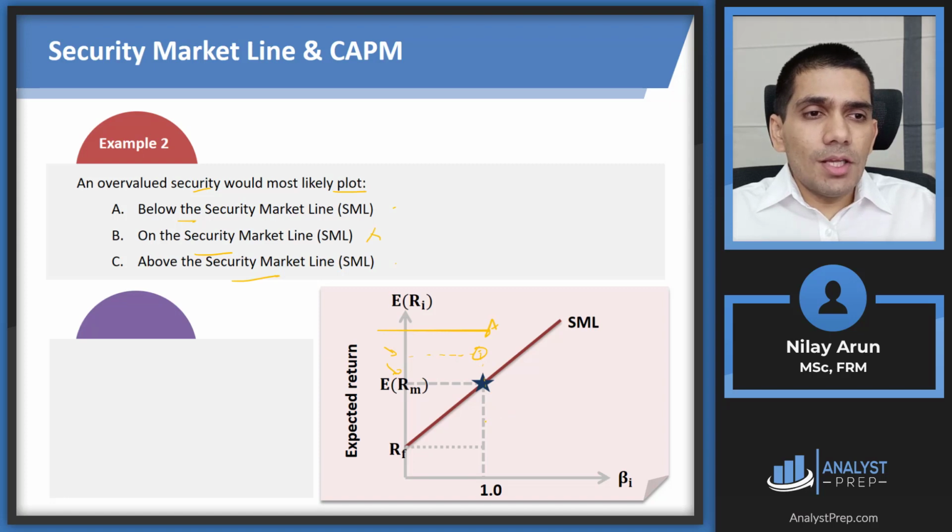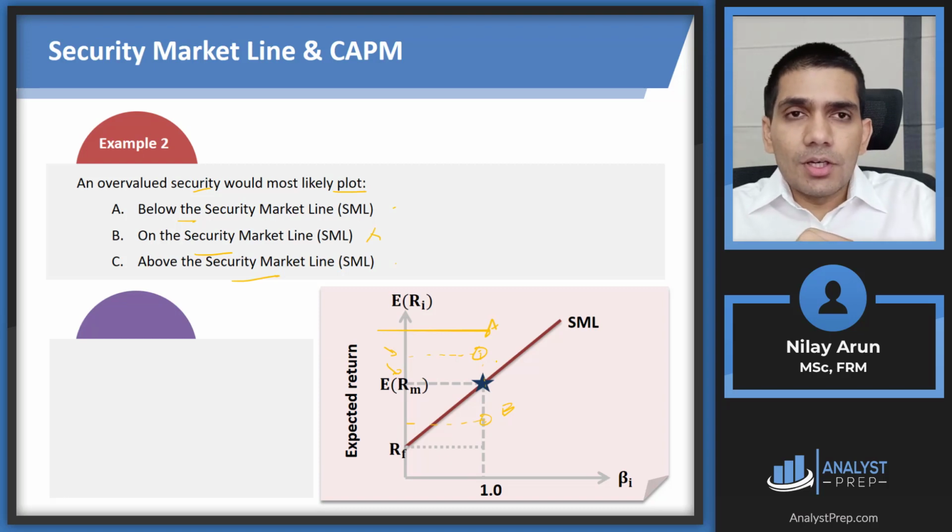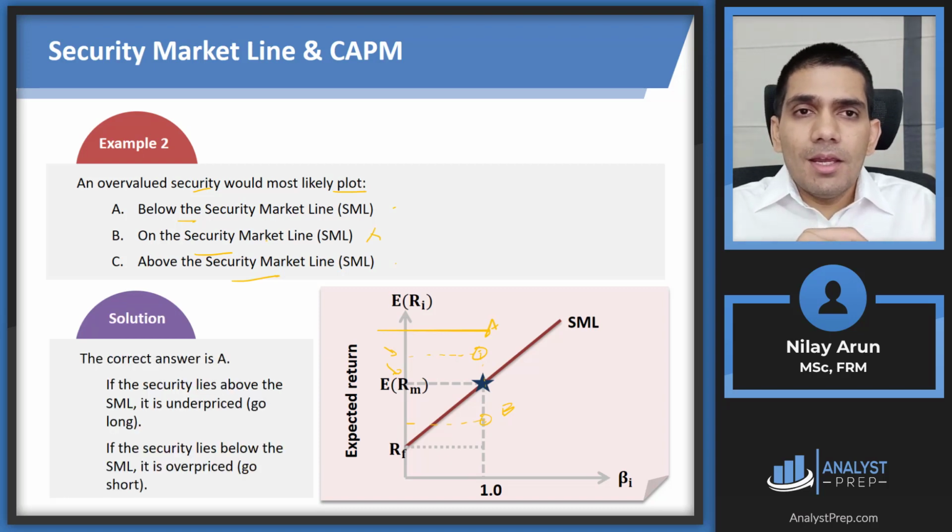Similarly, if a security is plotting below the SML, so you have security B here, for the same level of risk, it's giving you a lower return than what you require. So it's not compensating you adequately for the risk that you are taking. So this means that it is going to be overvalued. So you're not going to buy it. If possible, you will short the security. So your correct answer is B. If it is below the security market line, that is an overvalued security.